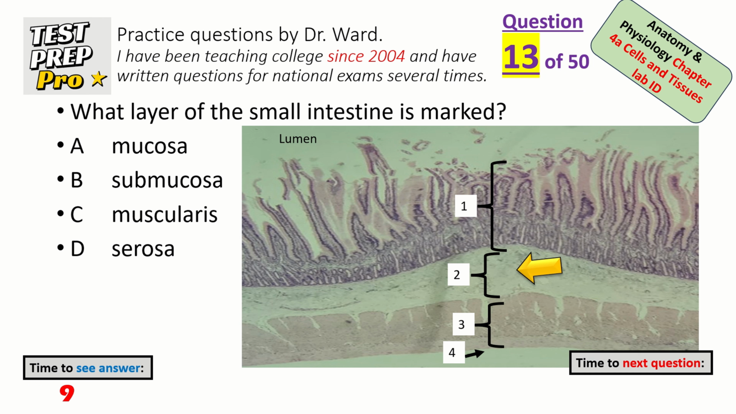What layer of the small intestine is marked? This is layer 2 of the small intestine. It's a lighter colored layer with blood vessels and lymphatic vessels inside it. It's the submucosa. Sub means below.